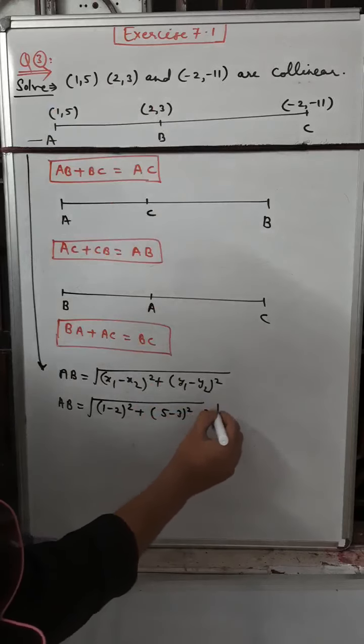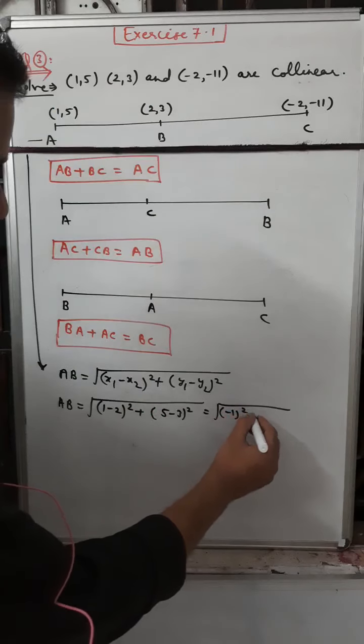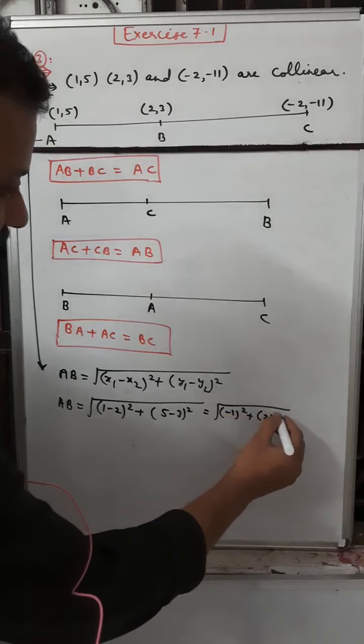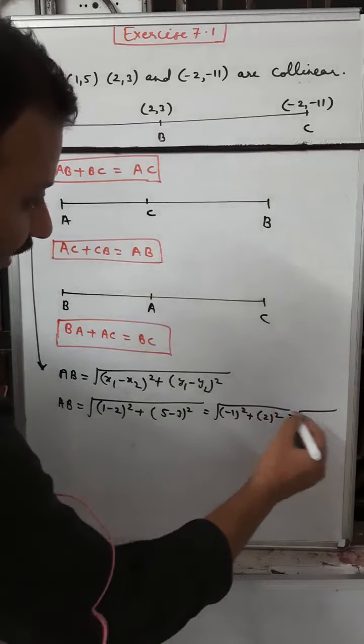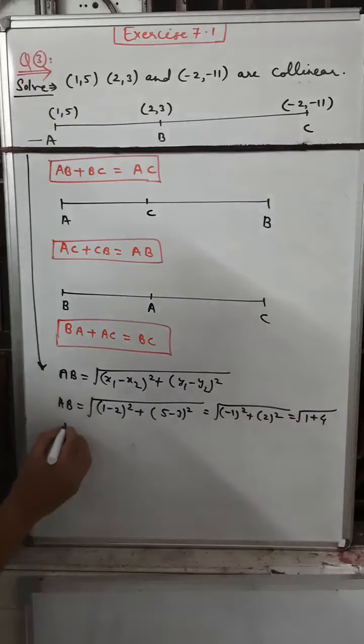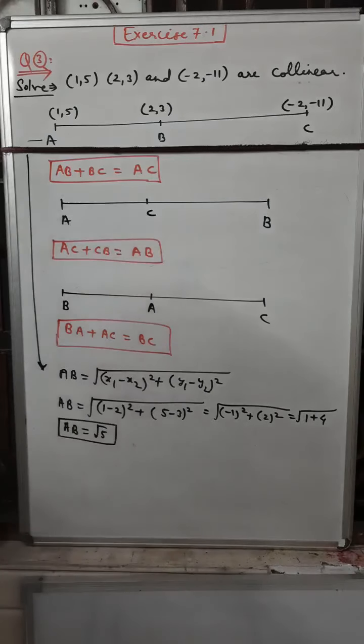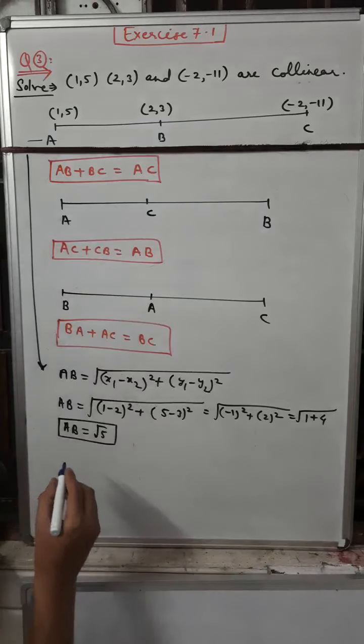So with that, 1 minus 2 means minus 1 whole square, or 5 minus 3 means 2 whole square. So we can write minus 1 square is equal to 1, or 2 square is 4. So that will equal to AB is equal to under root 5. So we got the length of the part of the straight line AB is equal to root 5. Similarly, we can find out BC easily.